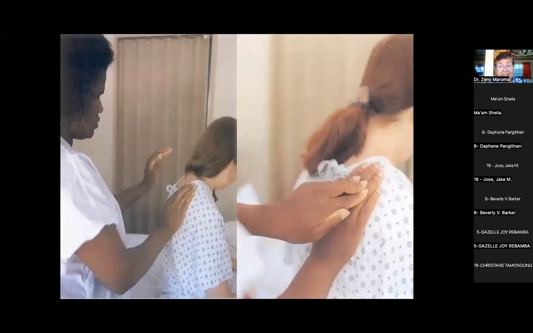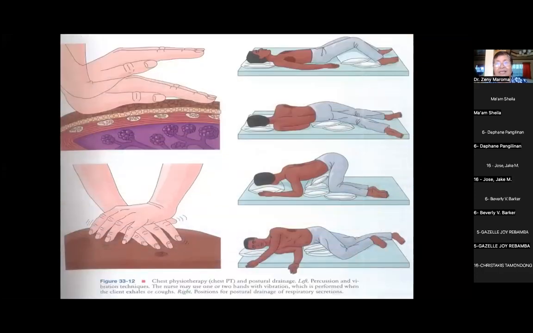And then, ito naman, percussion and vibration. Percussion will mobilize the phlegm. Okay, percussion, para matanggal ang pagkakadikit-dikit, mabakbak, sa Tagalog, mabakbak yung phlegm. And it will be mobilized with vibration. It is best done, no, during exhalation. Ayan, no? Percussion and vibration.